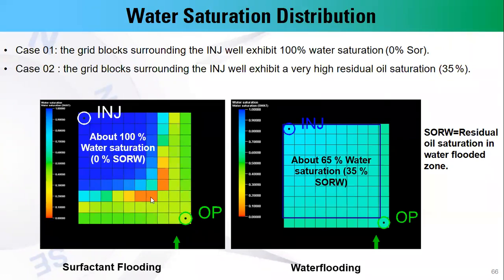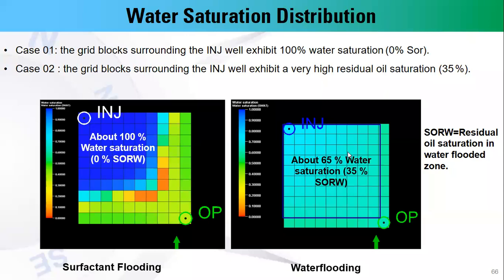So grid cells in colors near the red color have zero or low water saturation, and in the blue color we have about 100% water saturation. For the surfactant model, the grid cells around the injector have about 100% water saturation, which means low residual oil saturation, or SORW, against the traditional water flooding projects.